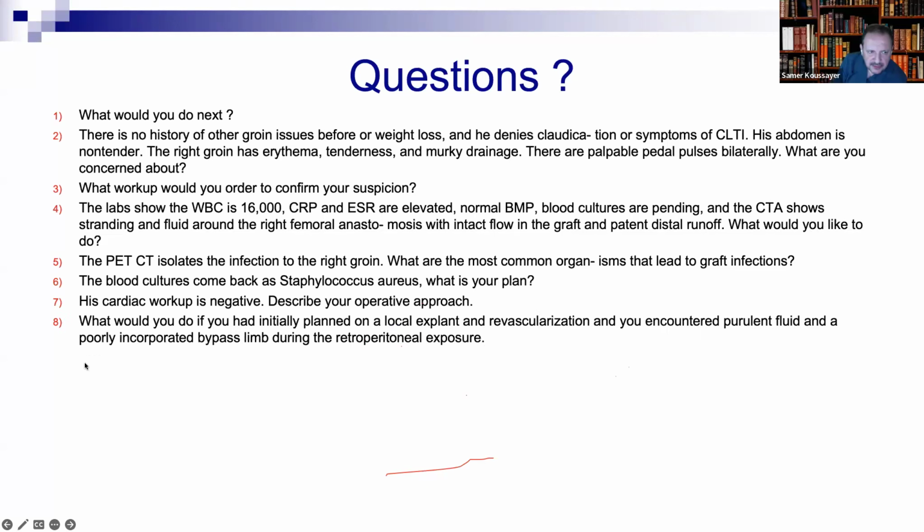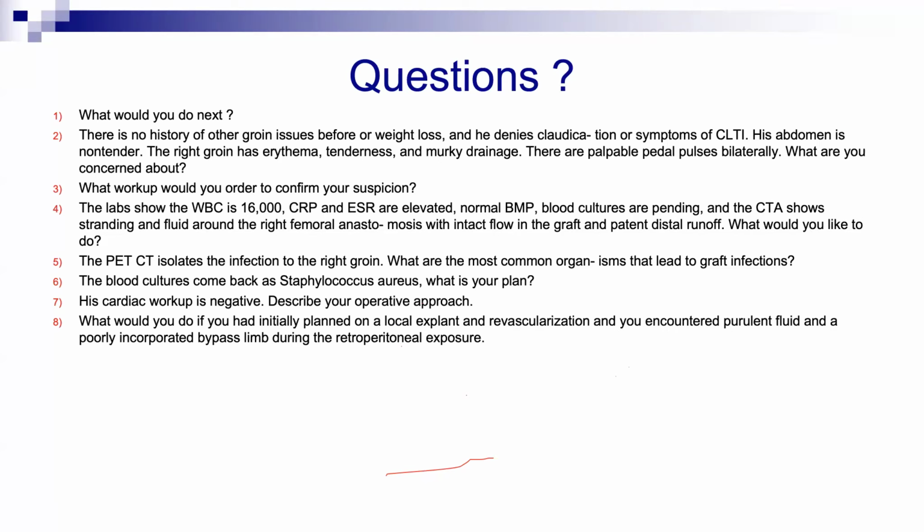All right. So let's go next. So what do you do if you had initially planned a local explanation, revascularization, but encounter prevalent fluid and poorly incorporated bypass limb during peritoneal exposure? We just talked about it. If you open and you see fluid around the bypass, that means infected, then that's it. You have to stop and take the whole graft out, okay?